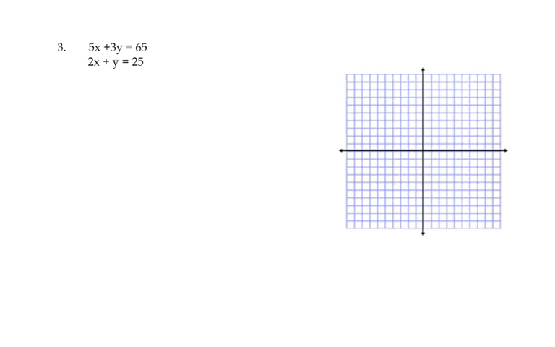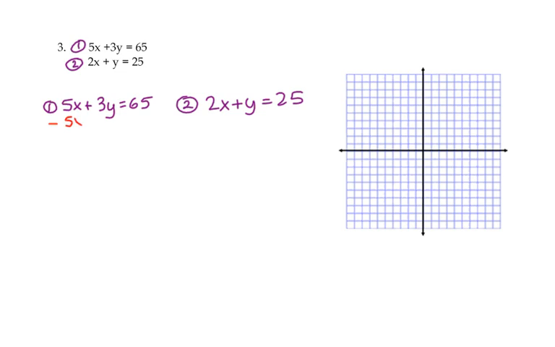So I'll solve the equations for y equals so you can check your answer to see if you solved them correctly. And then you might have to use another feature on your calculator for this question, because our y-intercepts are very big. All right, so first equation, you should have subtracted the 5x. So 3y equals negative 5x plus 65, and then divide by 3.